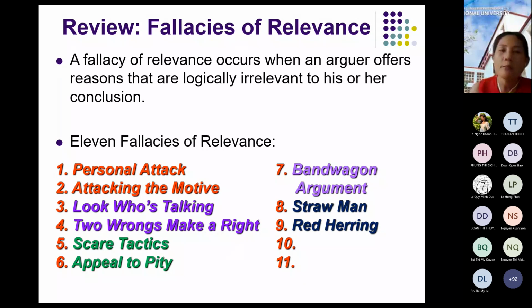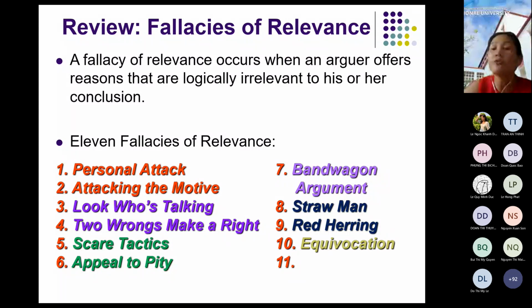For the red herring in number 9, the new topic is totally irrelevant. Okay, so you can see and remember by our example, look how I can stand on one leg or something like that. That is the red herring. And then number 10 is something quite unique.